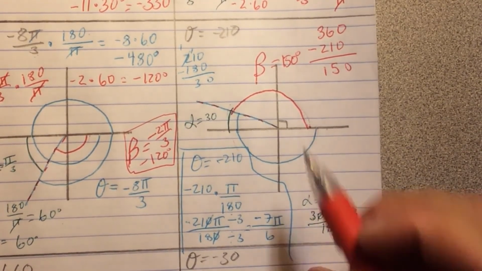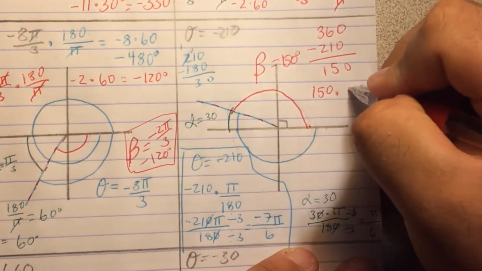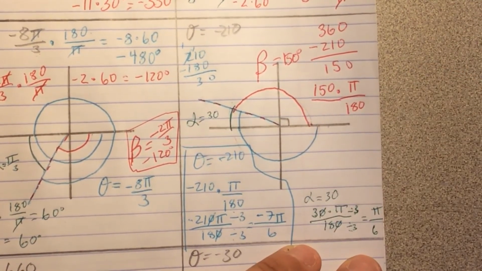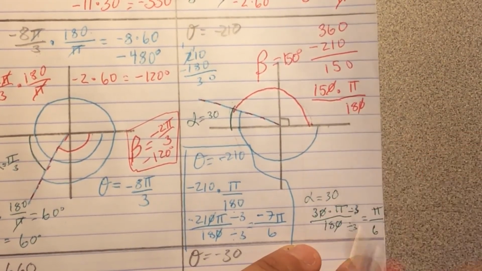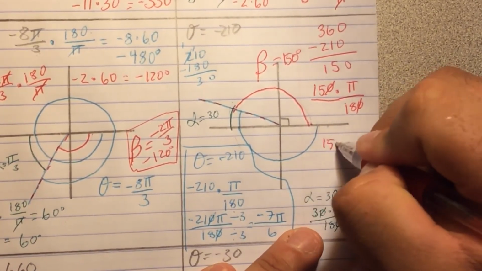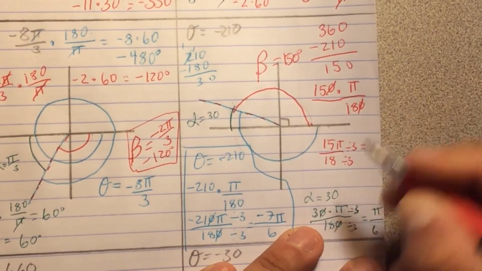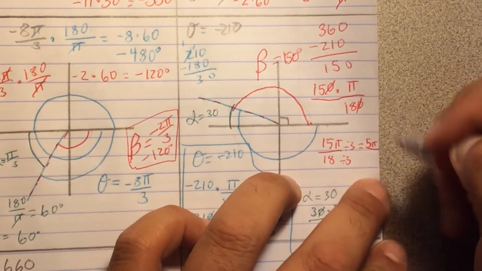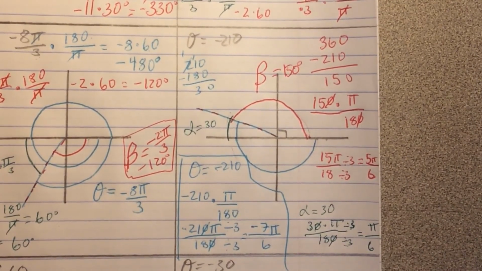All right, last but not least, we have our beta, which is our positive 150. We're going to multiply it by our pi over 180. Same thing again, I'm just going to extend the line over. I'm going to get rid of our zeros and leave us with 15 over 18. 3 is a common divisor, so I'm going to have 15 pi over 18. Divide by 3, divide by 3, and this is going to equal 15 divided by 3 is 5, so 5 pi over 18 divided by 3, which is 6. And that's converting everything from degrees to radians.